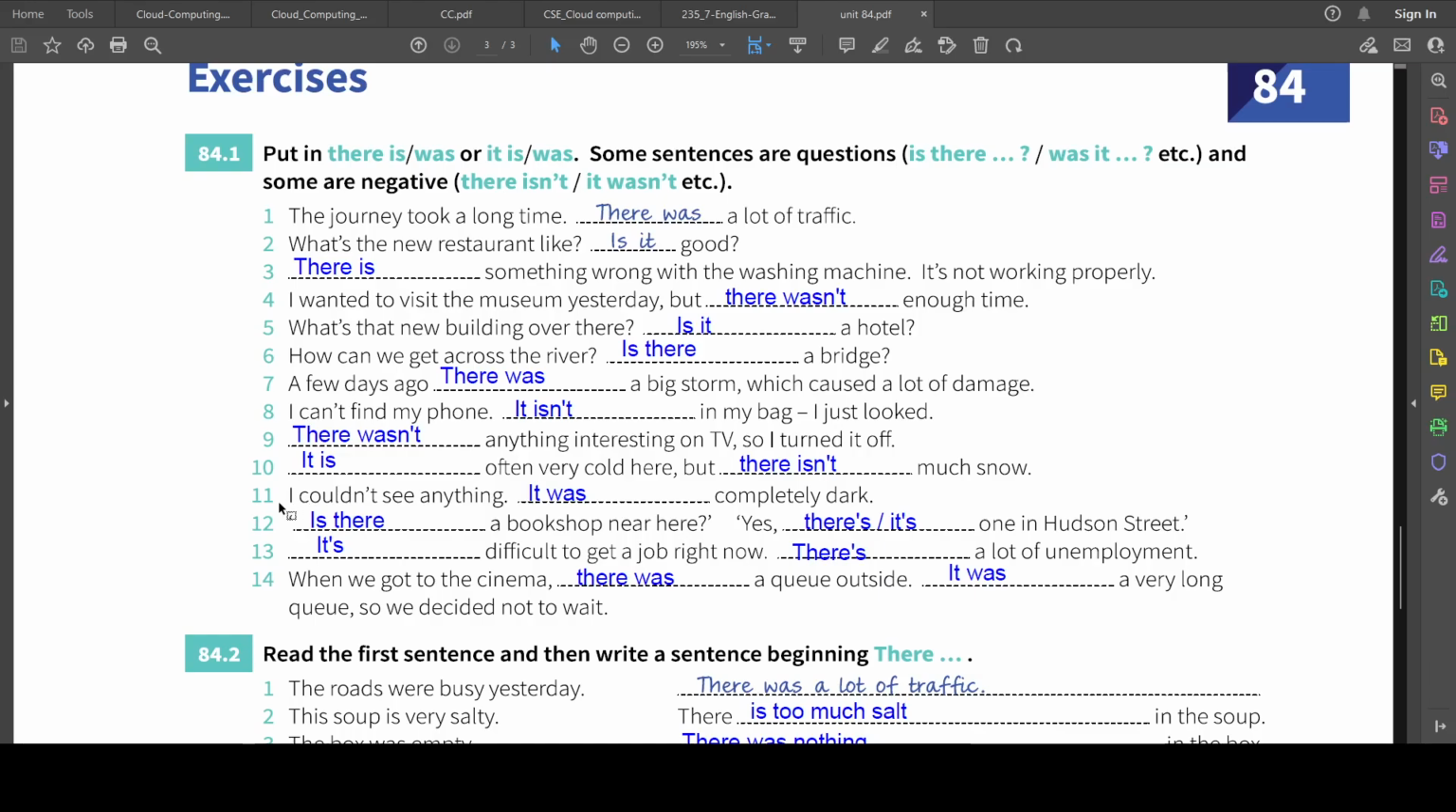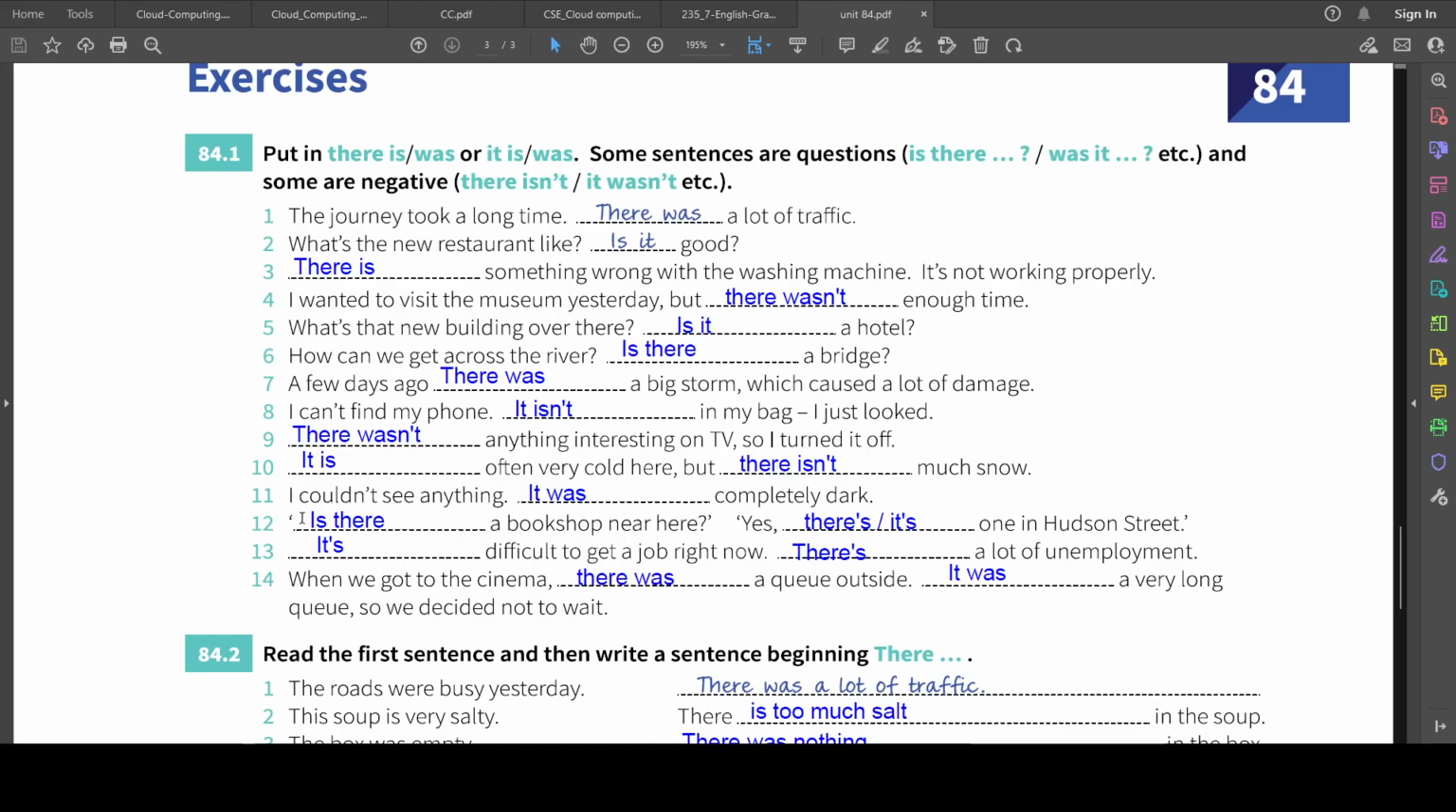Okay, let's move to the next one. I couldn't see anything. It was completely dark. Check it out. It was, because we are referring to a specific thing. We're talking about today. We couldn't see. Okay.